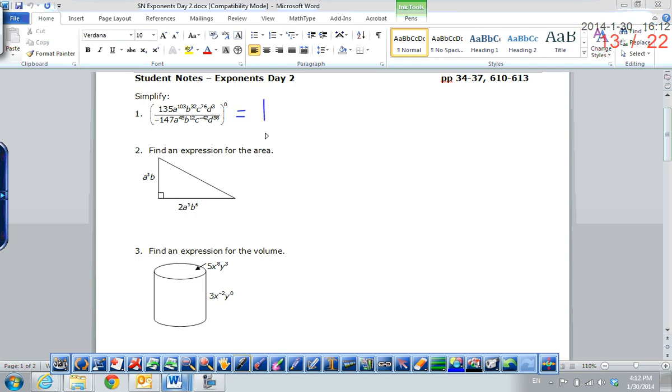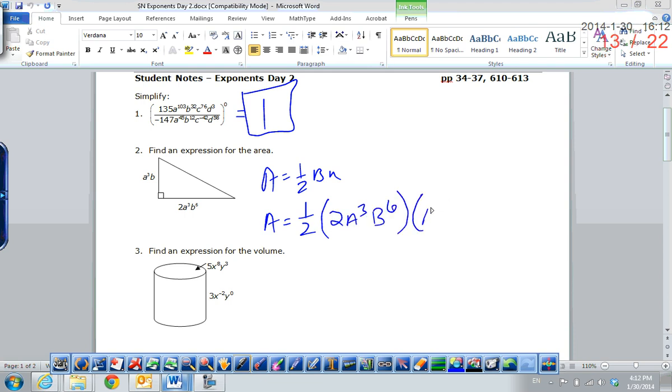Anything to the zero power is 1. Done. Move on. Number 2, number 3, area and volume. Area of a triangle is 1/2 base times height. So the area of this guy is going to be 1/2, and our base is 2a cubed b to the 6th, and our height is a cubed times b. So 1/2 times 2 cancels out, and then it's just a matter of combining.